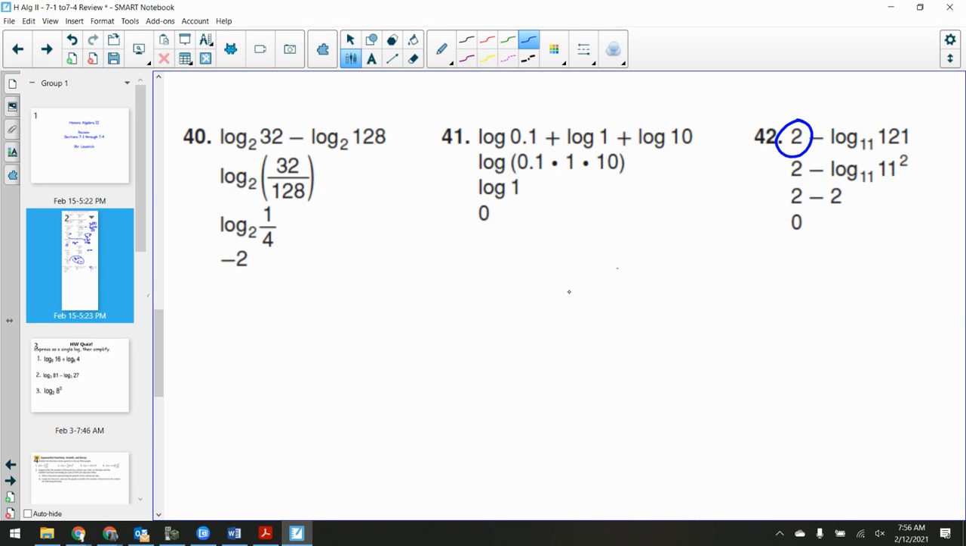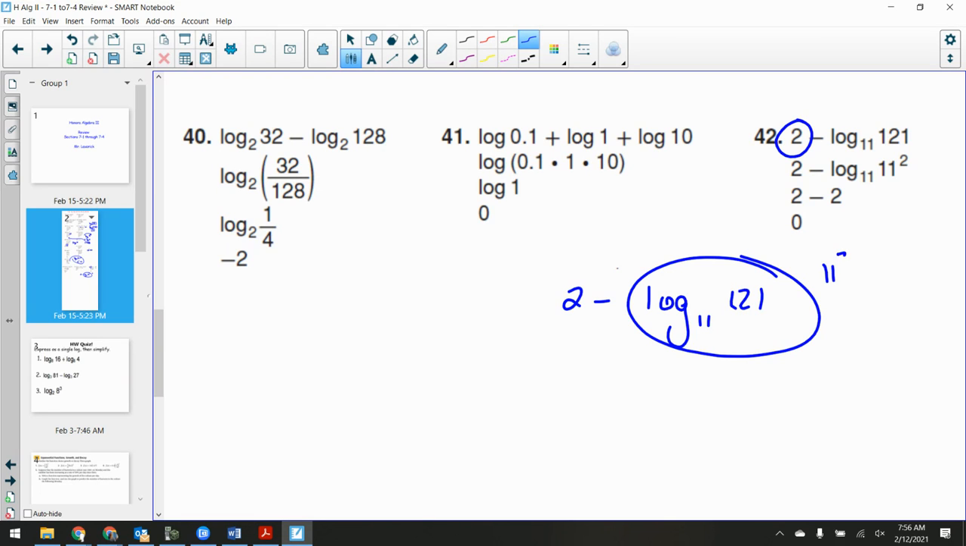So what I'm really asking you to do there is just evaluate this piece. Well, log base 11 of 121. We should recognize that 121 is 11 squared, right? It's a perfect square there. So I could think about it this way: 11 to the what power is 121? 11 to the second power. So that means I'm going to have 2 minus 2. That makes sense?